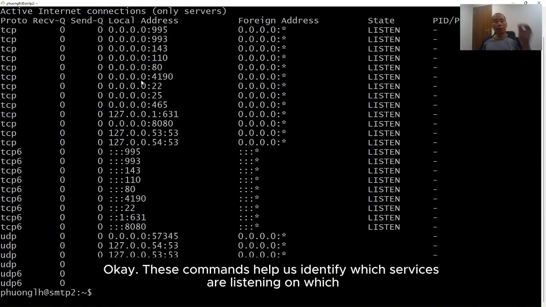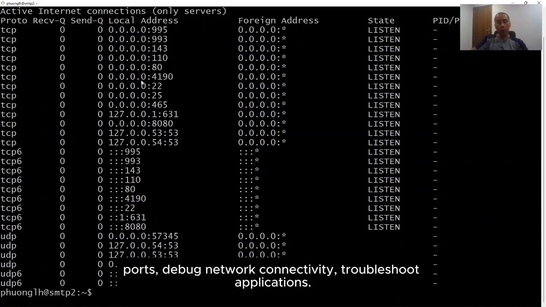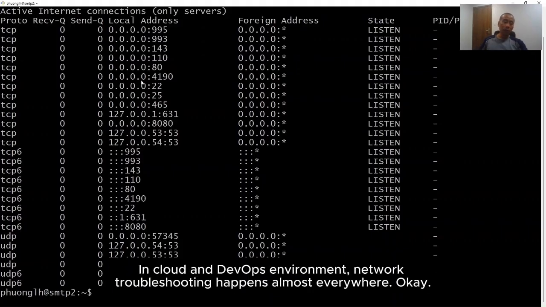Okay. The commands help us identify which services are listening on which ports, debug network connectivity, and troubleshoot applications. In cloud and DevOps environments, network troubleshooting happens almost everywhere.